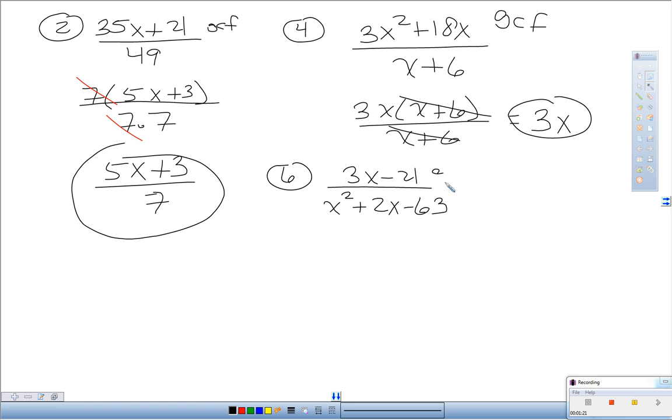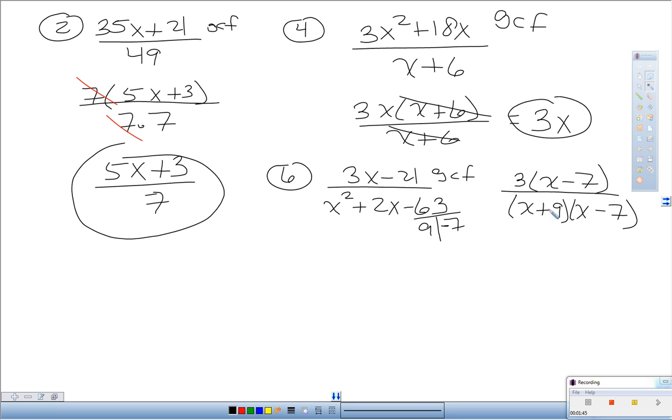In the numerator, you've got that GCF. You can take out a 3. That'll leave me x minus 7. But in the denominator, you've got a trinomial. Well, a trinomial lists factors of 63. Well, what multiplies to give me 63? That will be 9 and 7. Well, how am I going to get a positive 2 out of that? 9 and a negative 7. So let's do x plus 9 and x minus 7.